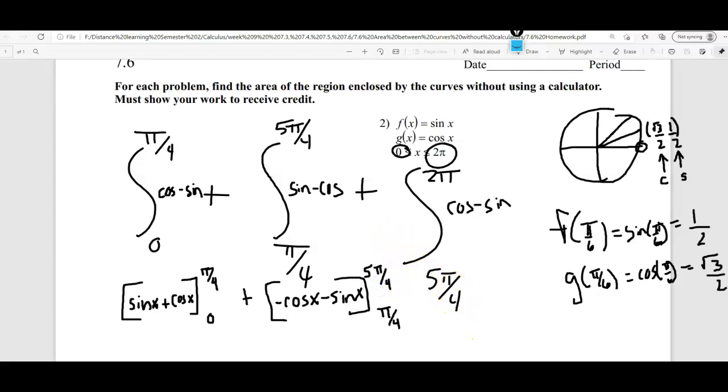And then finally, this last one here, I'm going to erase 5 over 4, so it's out of our way. And now we integrate this one, and this one's going to look like the first one because it's the same function, really. It's going to be sine x plus cosine x. And we're going from 5 pi over 4.